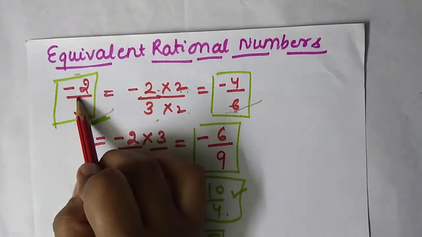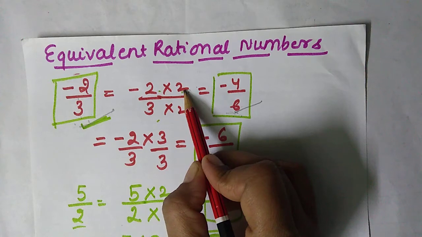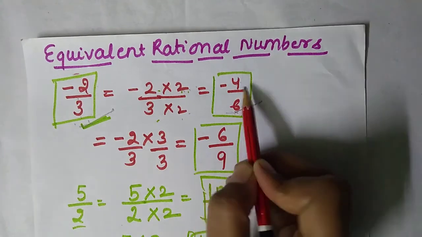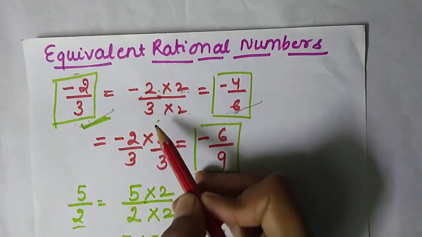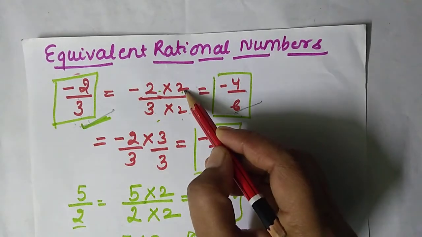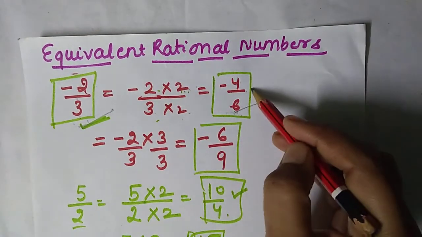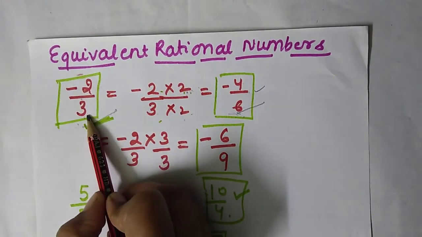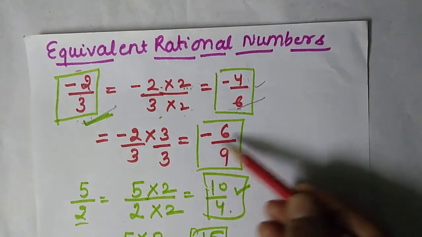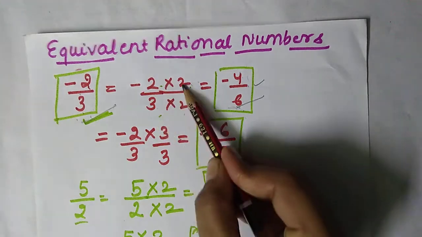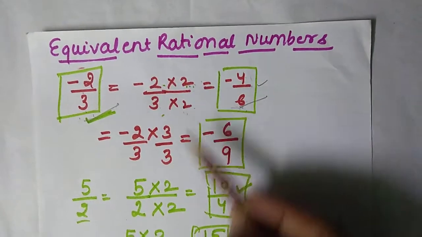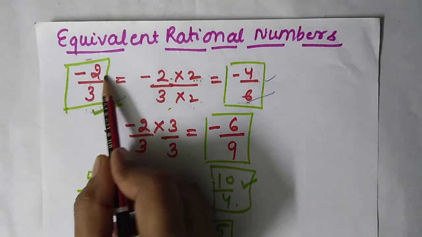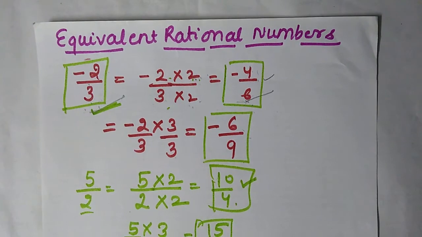If we multiply the numerator and denominator of a given rational number with a non-zero integer, then we get an equivalent rational number. Equivalent rational numbers of -2/3 are -4/6 and -6/9, because in the first case I have multiplied the numerator and denominator by 2, and in the second I have multiplied by 3. So these are equivalent rational numbers which are equivalent to -2/3.